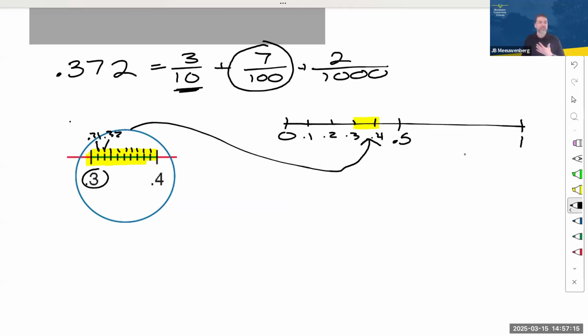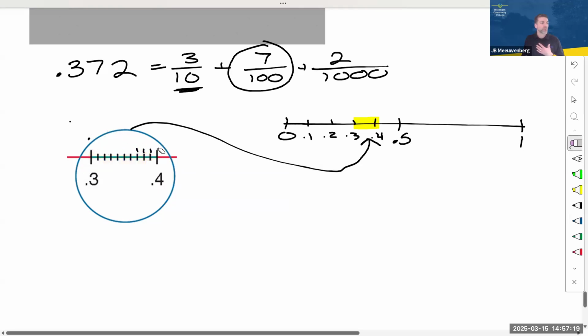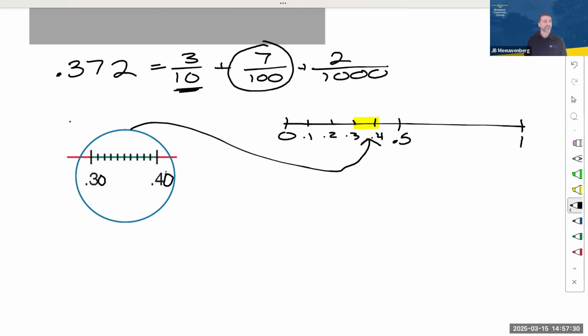If that is a little confusing to you, I'm just going to do a little erasing here. Go back to our nice clean picture. One thing that can help folks is putting a 0 in the hundredths place and thinking about this as 30 hundredths and 40 hundredths. And then you can actually see the 10 spaces between 30 and 40, which would be 31 hundredths, 32, 33, 34, 35, 36, 37, right? So you can then maybe picture it a little bit better.